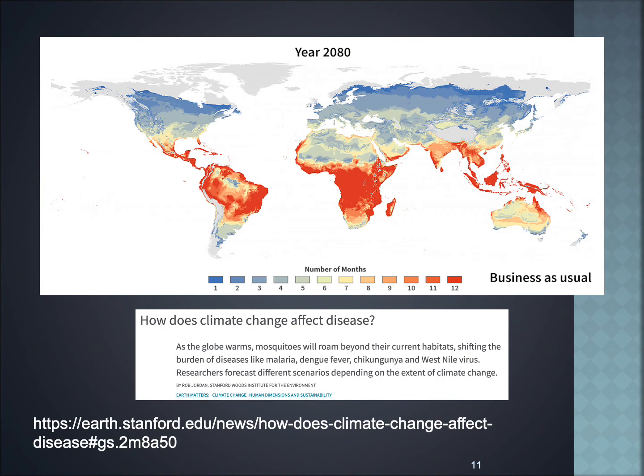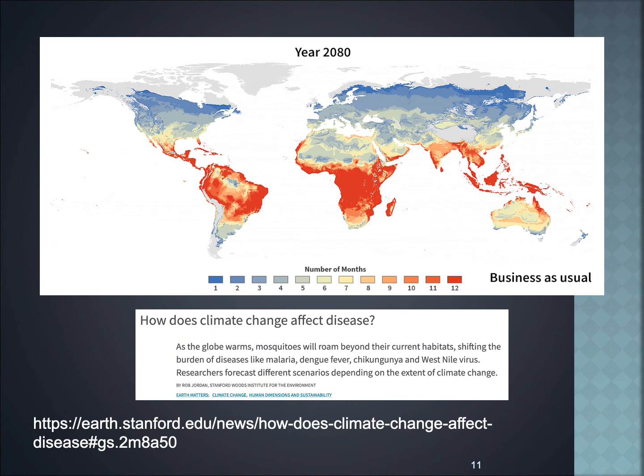Why do we have mosquitoes in those particular places? What's the environmental connection? So here's a map that's showing us the year 2080. And if you take a look at the map and you look at the key at the bottom, it tells us the number of months that malaria could be present in locations around the world if we make no effort to reduce our greenhouse gas emissions. In other words, we're talking about climate change. And so what kind of impact does climate change have on our physical environment? And as a result, what kind of impact is that going to have on our community health?